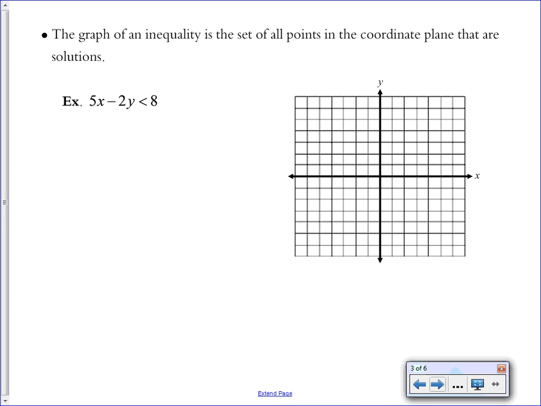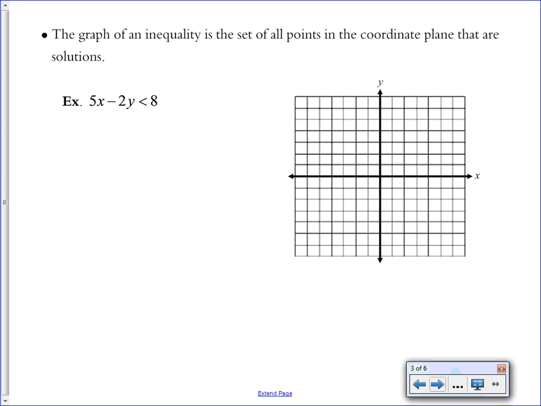The graph of an inequality, when you put it on the coordinate plane, is a visual way of showing the set of every single point on the coordinate plane that works in the inequality. So to graph an inequality, you want to start by graphing the boundary line. To graph a boundary line, you graph it the same way you would graph any line.